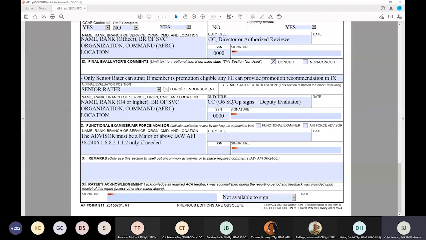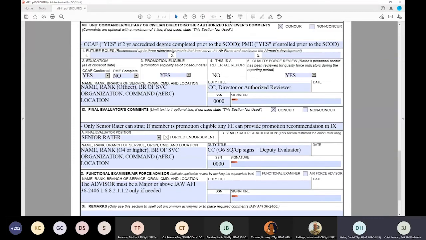Okay, so for example, and again just for clarity, we're at wing staff and there are members whose rater is the command chief, and then of course his rater is the wing commander. So the wing commander would be both the additional rater and senior rater. Right, and the unit commander as well. Yes, ma'am. Right, and unit commander.